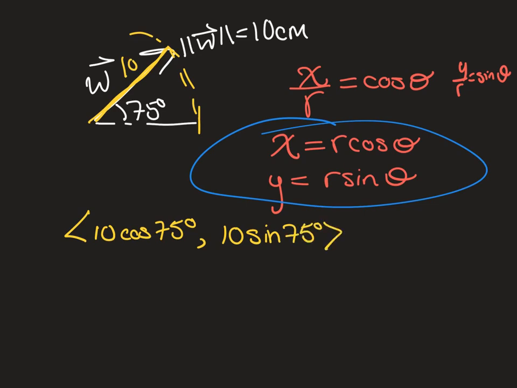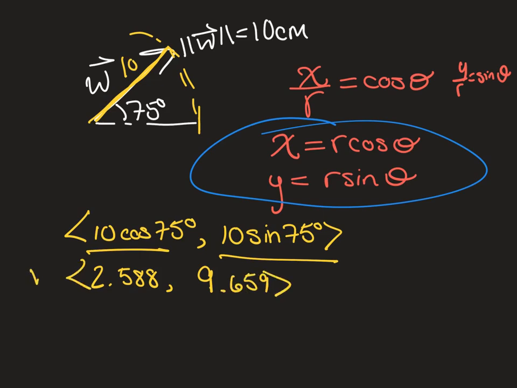I'm going to use a calculator. I'm going to type these both in. So give me a second. Let me grab my calculator. Pause the video so that you can type these in your calculator as well. You're going to type them separately. You're going to type this one, press enter, and this one, and press enter. So when you type 10 cosine 75, with the degree symbol, you should have got 2.588, comma, 9.659. So this is the component form of vector W. I'm going to write that down on my paper in front of me real quick.